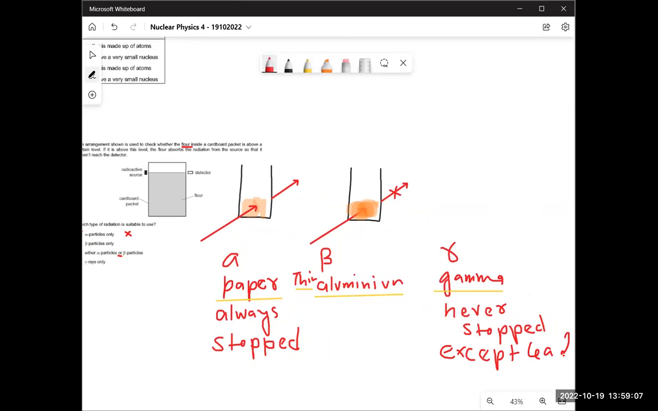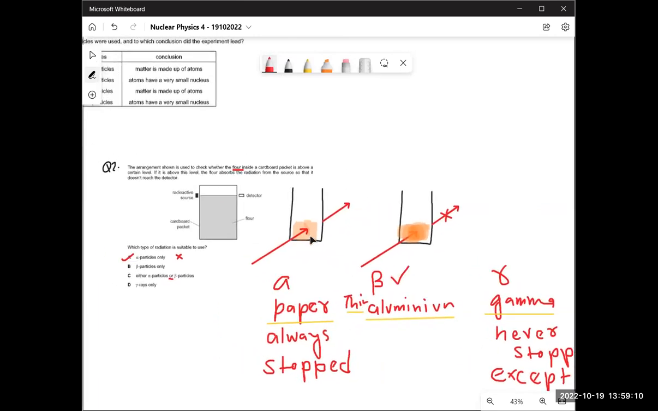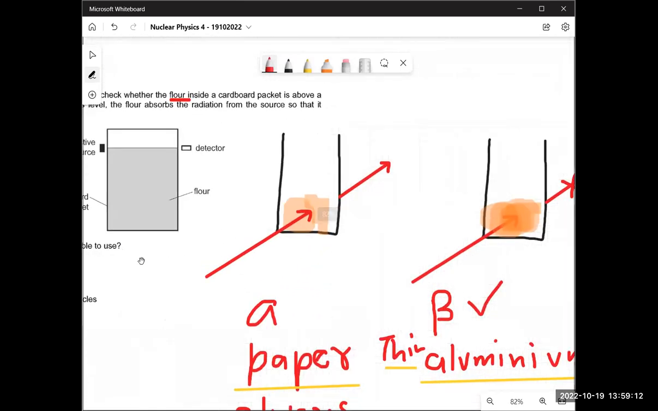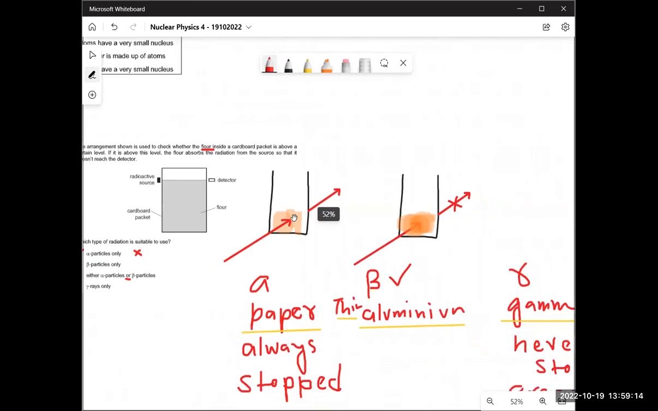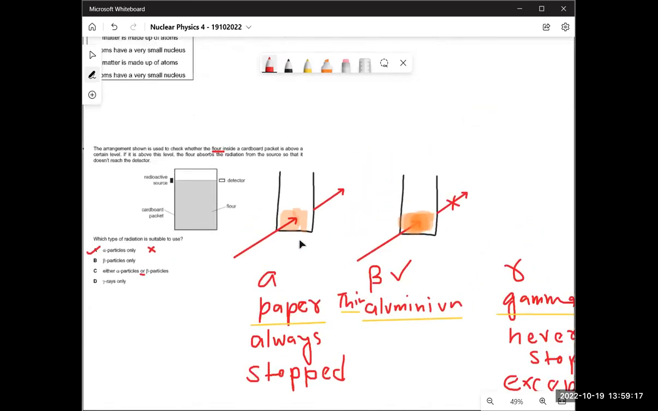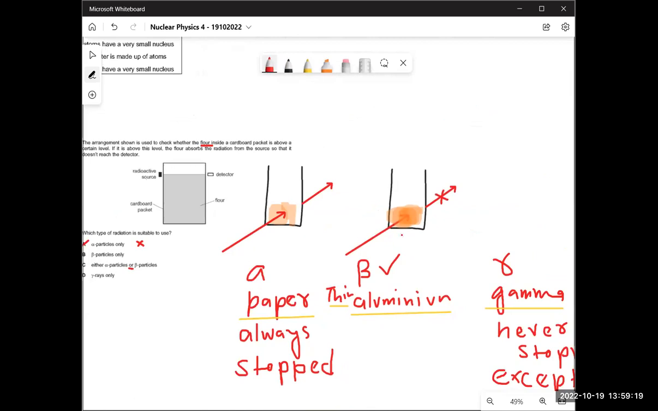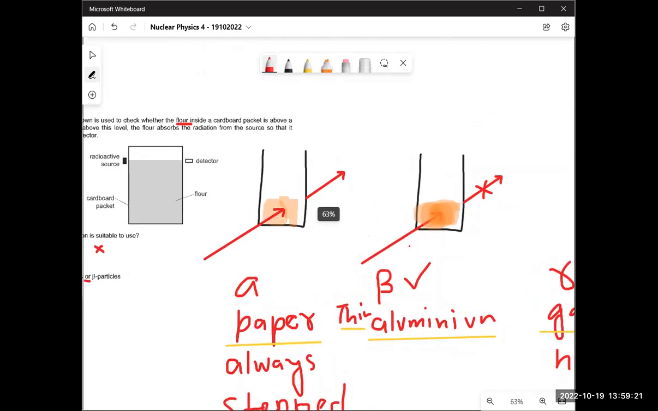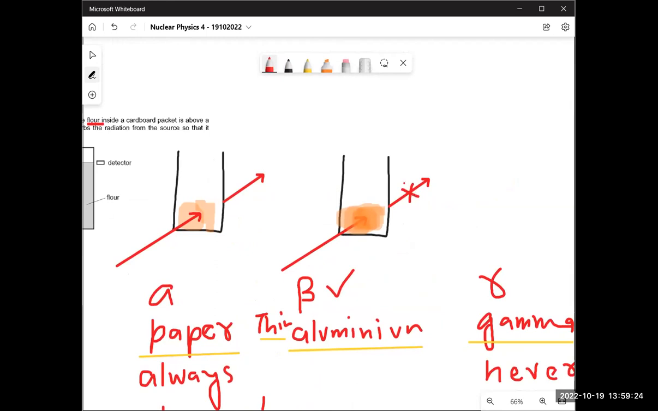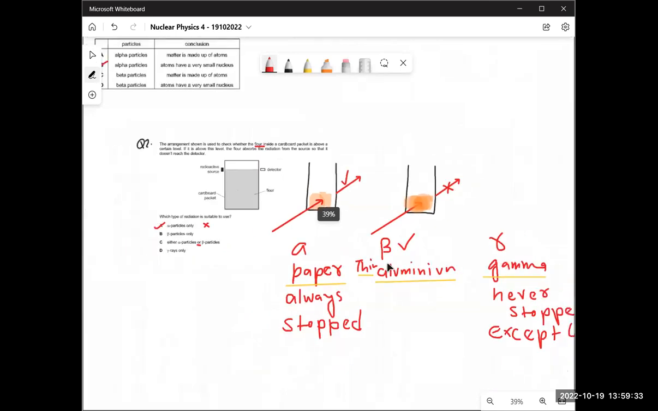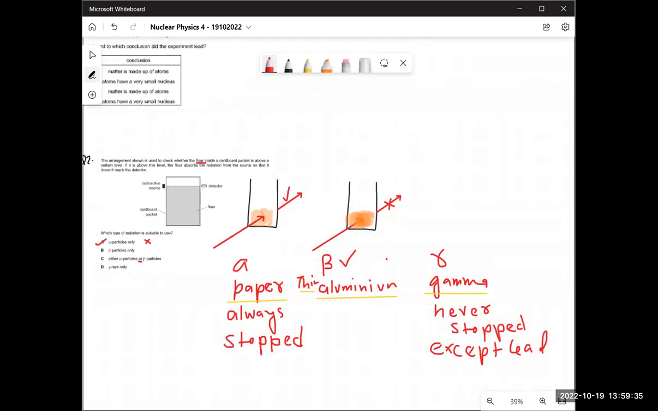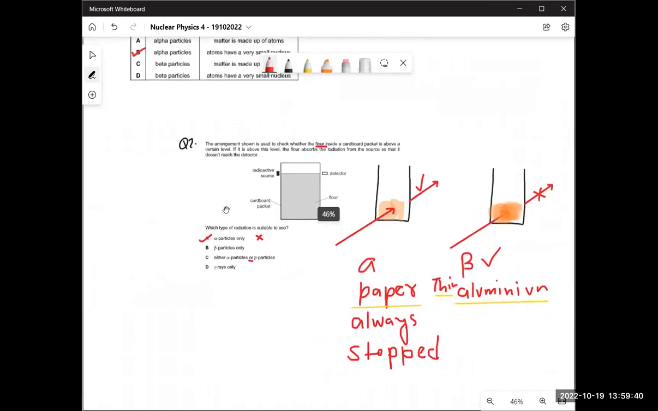So the correct option in this case is going to be beta particles. Why is that? Because beta will not be stopped with very little flour. Alpha will be stopped with both, so that doesn't help me. But beta will pass through with little flour, and when I have too much flour inside it, it will be stopped. So it passes through when there's little flour, and when there's too much flour, then it stops. So beta is the correct option. If I took gamma, then gamma will not stop with either of these because flour can't stop gamma.